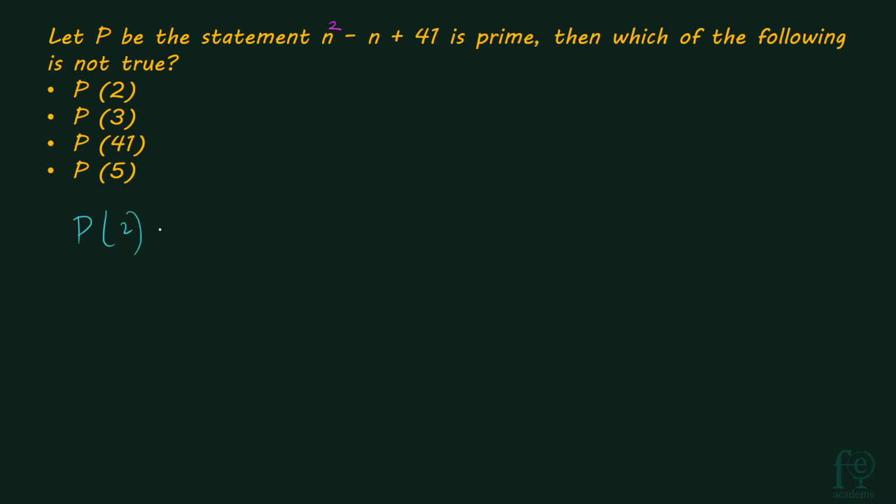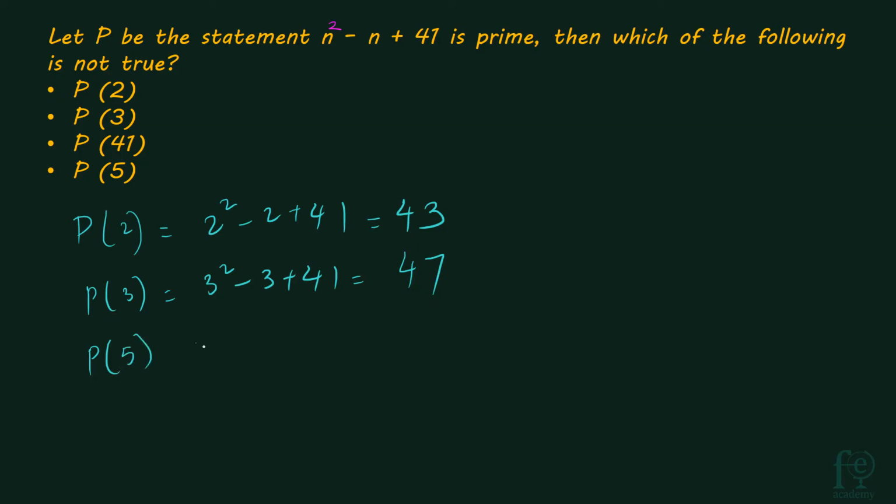So what is P of 2? P of 2 will be equal to 2 square minus 2 plus 41. So 4 minus 2 is 2, 2 plus 41 is equal to 43, which is a prime number. Then P of 3 will be equal to 3 square minus 3 plus 41, which will be giving you 9 minus 3 is equal to 6, and 6 plus 41 is equal to 47, which is also true. And what is P of 5 will be equal to 5 square minus 5 plus 41, which will be 25 minus 5 is equal to 20 plus 41 is equal to 61, which is again prime.